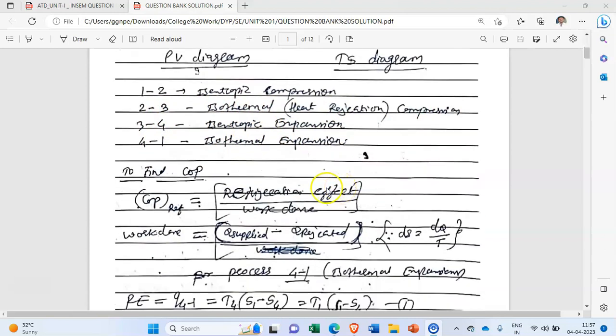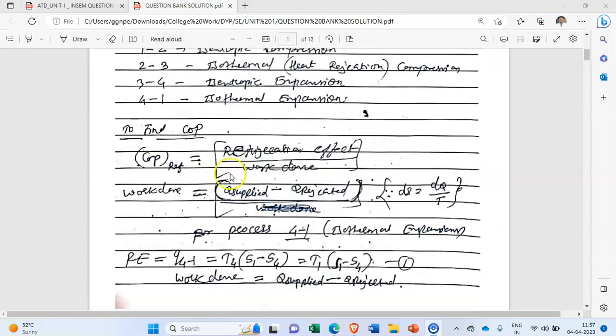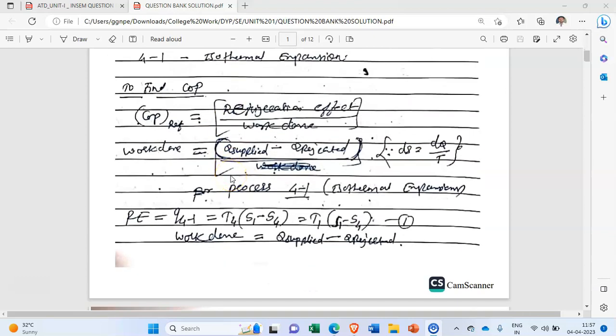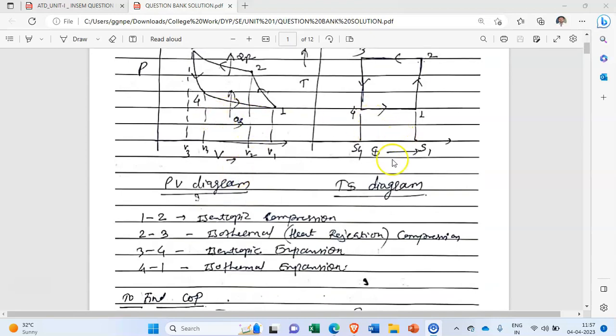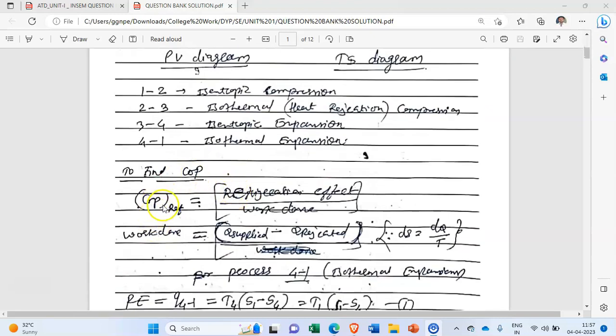Now we have to derive the equation for COP. We have to find the value of COP with the help of the PV and TS diagrams. We know what COP is: coefficient of performance. Let us consider a refrigerator. COP of refrigerator is equal to refrigeration effect upon work done. Everybody knows this formula. So what we have to do is calculate the value of refrigeration effect and work done. We know that work done is Q supplied minus Q rejected, or in this case we can also take it as Q rejected minus Q absorbed.